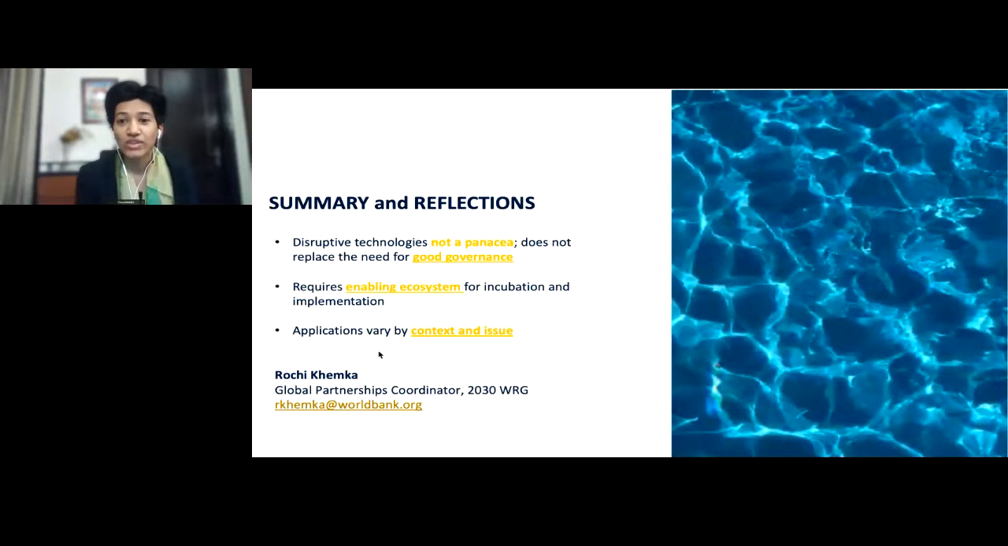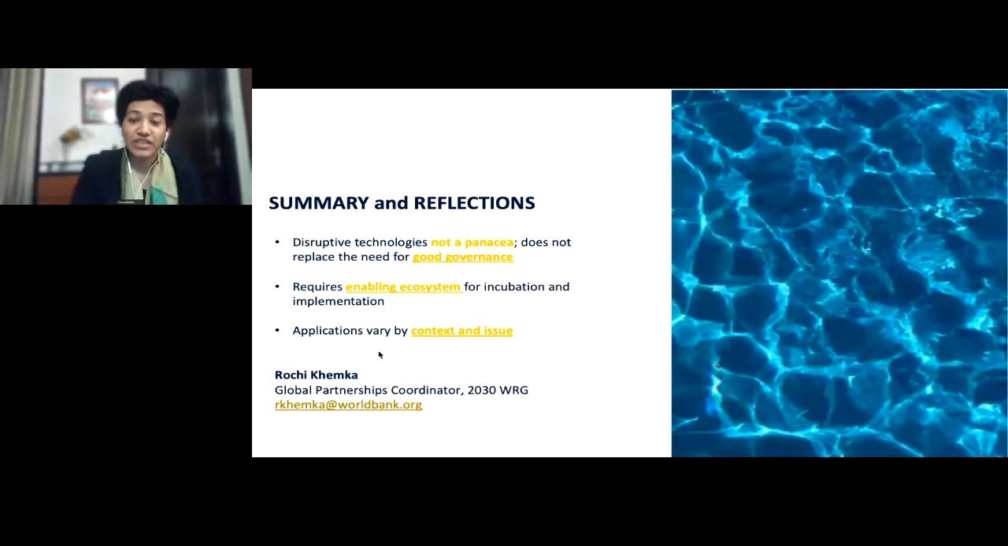And they definitely don't substitute the need for robust governance. So in a lot of the countries, we find that there's a lack of institutions or a lack of good governance, and we work in tandem on improving the governance as well as providing digital solutions. It does require stakeholder buy-in, and oftentimes the enabling environment and creating that ecosystem for change is quite critical.